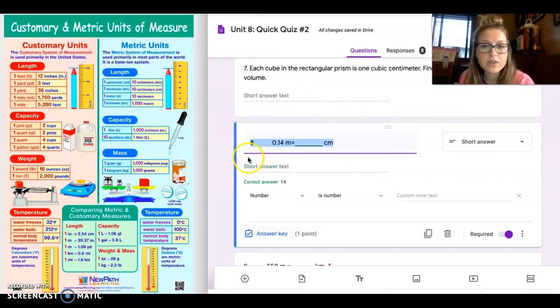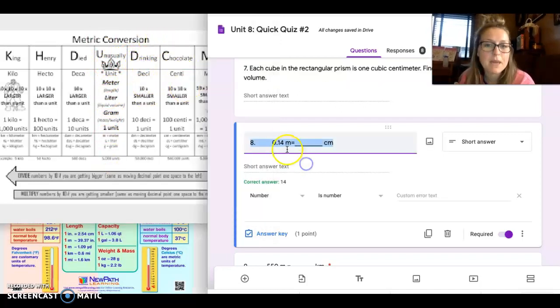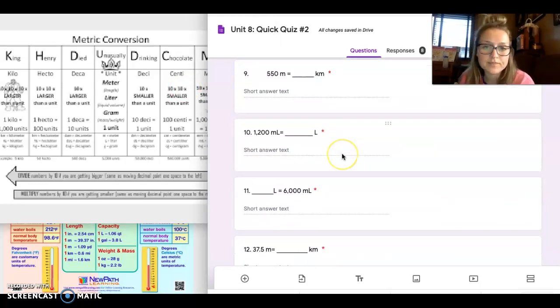Number 8, you have 0.14 meters equals how many centimeters? Again, go back here. If it's meters or grams or liters, it's right in the middle, this U. So then you're going meters to centimeters. So you're going to move it 1, 2 times to make it bigger, because you're multiplying, and that becomes 14.